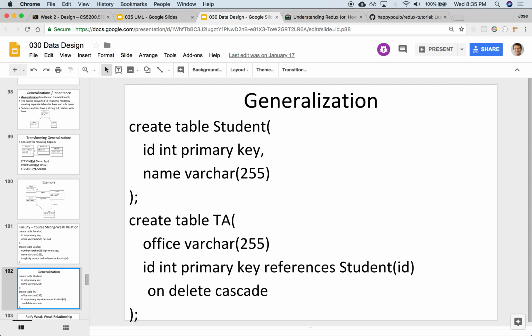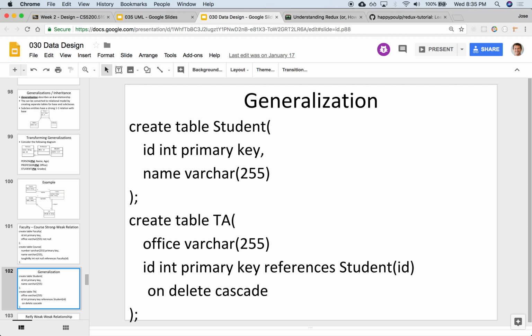Let's look at the student. The student is also just a plain old table. But here's the inheritance. The TA has to be a student. You cannot talk about a TA without the context of it being a student. So half of the information of the TA lives on the student table, and the other half lives here on the TA table. Notice that the ID of the TA is a primary key, but also a foreign key that references the student. It's both. The primary key is a foreign key that references the student.